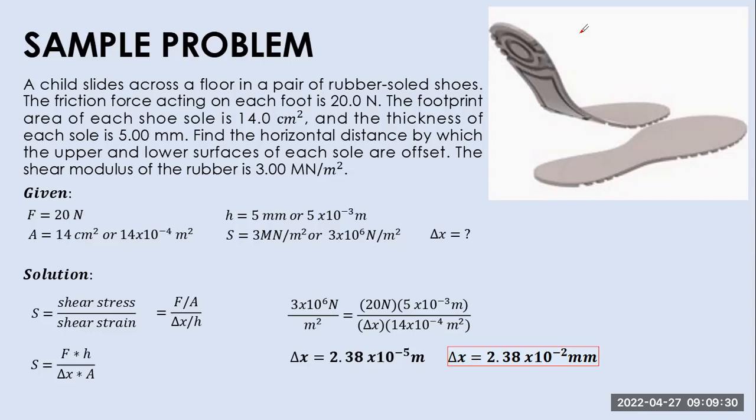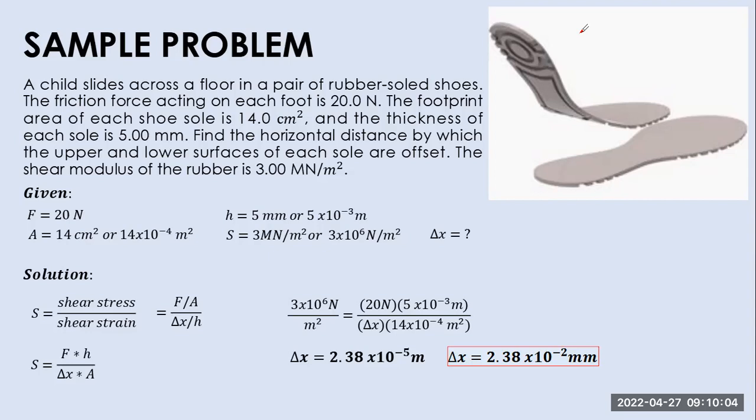So the givens, let's write them down. We have a force of 20 Newton. Our area of 14 centimeter squared, let's convert to meters. So we have 14 times 10 to the power of negative 4 meters squared. And then our original thickness of 5 mm, or in terms of meters is 5 times 10 to the power of negative 3 meters.